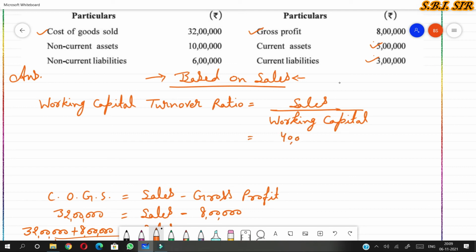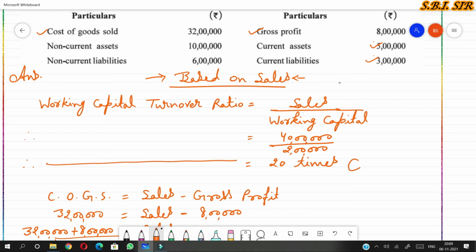Sales is 40 lakh divided by working capital is 2 lakh. 40 lakh divided by 2 lakh, 20 times is the final answer of working capital turnover ratio.